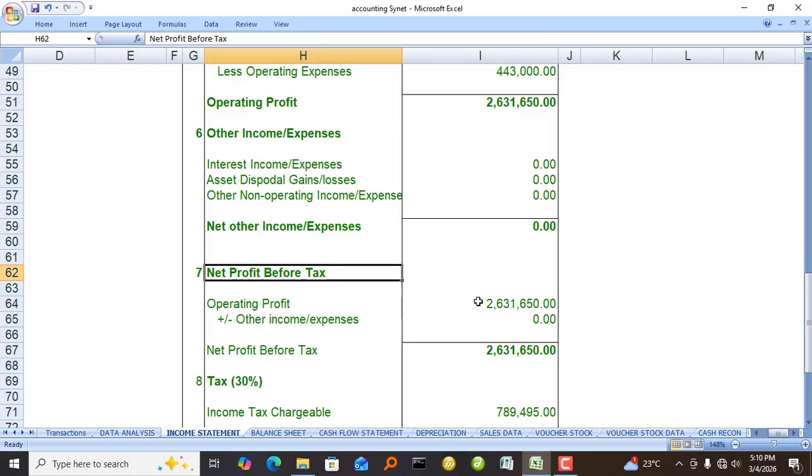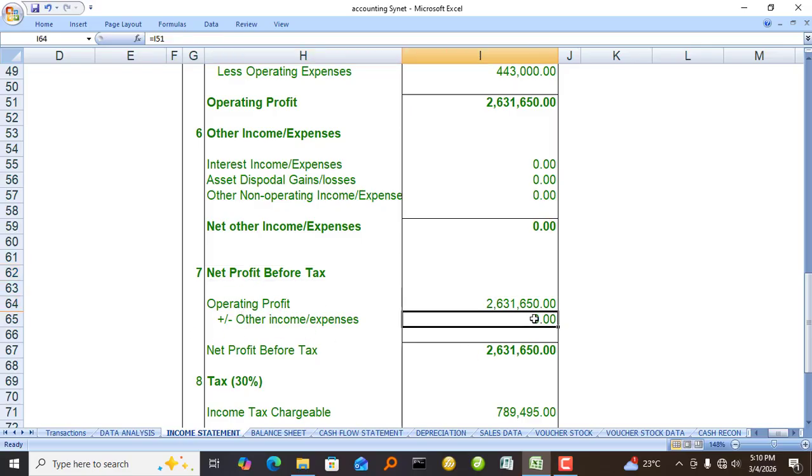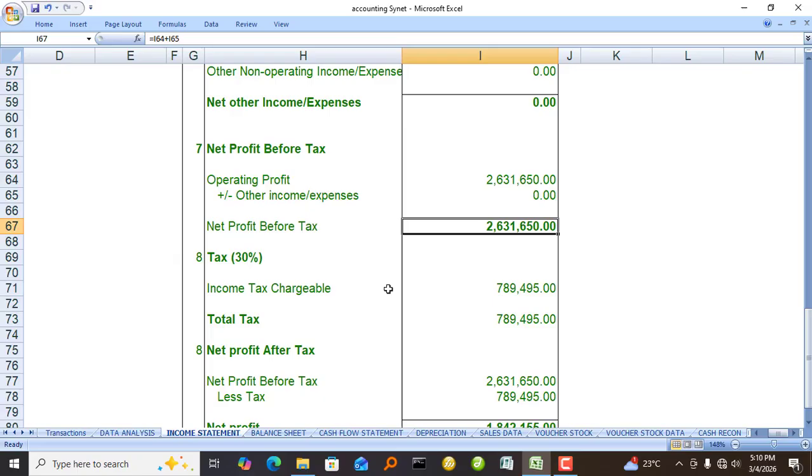Well, you first have to get your operating profit, minus or add other income or expenses. Then you get your profit before tax. On application of tax, you get the tax chargeable, which is 30%, or whichever percentage applies in your place, of the net profit before tax, and you get your total tax here.